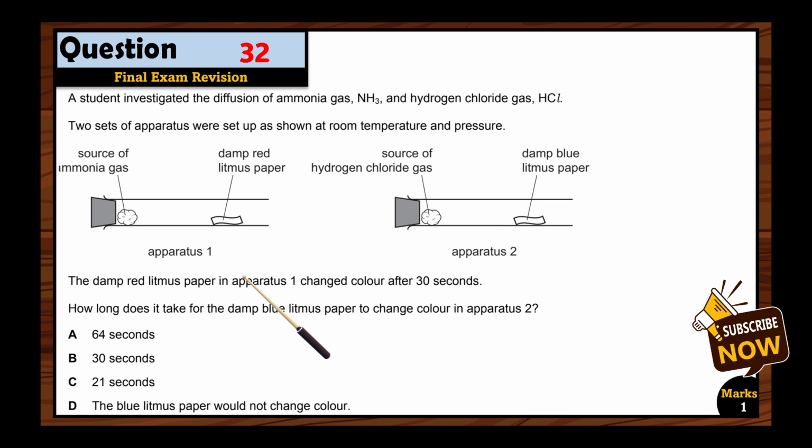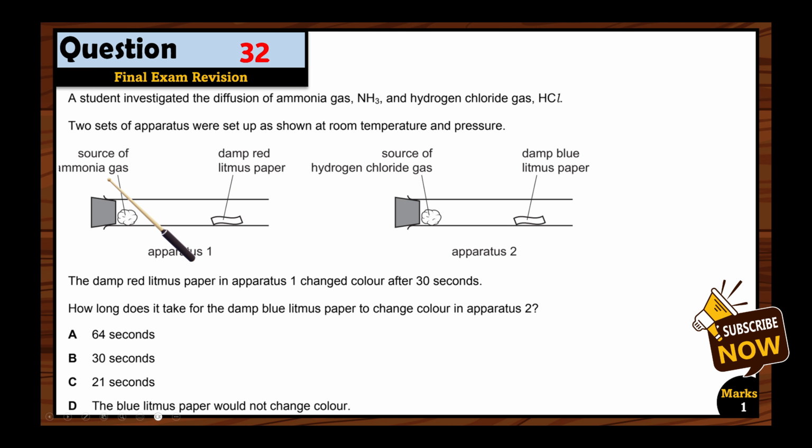Let's see question number 32. A student investigated the diffusion of ammonia gas and hydrogen chloride gas. Two sets of apparatus were set up as shown at room temperature and pressure. The damp red litmus paper in apparatus 1 changed color after 30 seconds. So if you see ammonia gas over here, right?